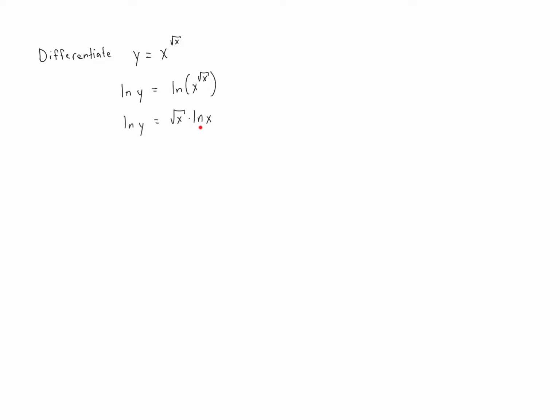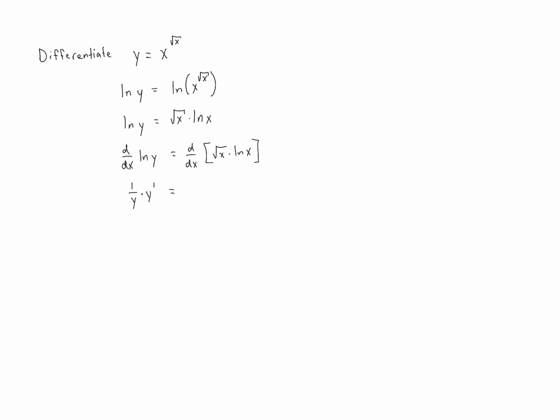We just use the product rule here. So let's take the derivative of both sides with respect to x. So we've got d over dx of ln of y equals d over dx of the square root of x times ln of x. On the left-hand side, when we differentiate ln of y, that's going to be 1 over y, but remember, times y prime, because y is a function of x. We've got to use the chain rule there.